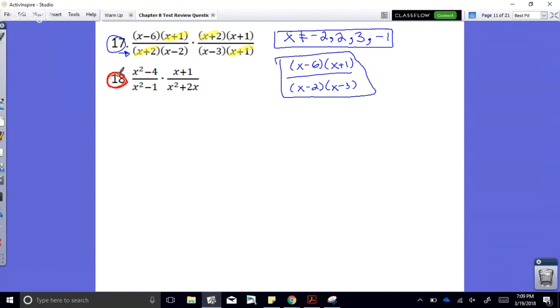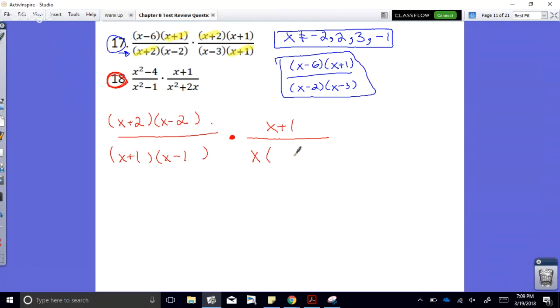Okay, 18, we're going to do the same way, but this time we actually have to factor first. For these first two, they are both difference of two squares. So I get an x plus square root of 4, which is 2, x minus square root of 4, which is 2, so x plus 2, x minus 2. Same on bottom, but the square root of 1 is 1, so x plus 1, x minus 1. I have my times, so I have an x plus 1 in the numerator. This bottom right piece, all I can do is factor out the GCF. They both have an x in common, so I end up with an x plus 2.